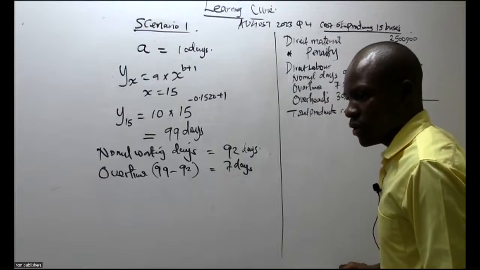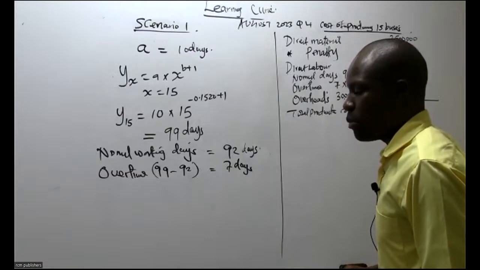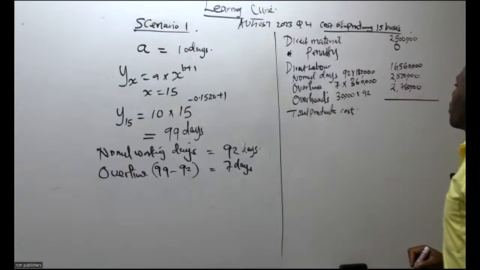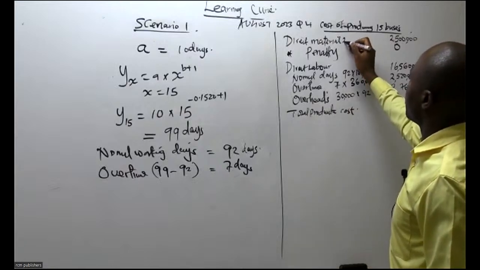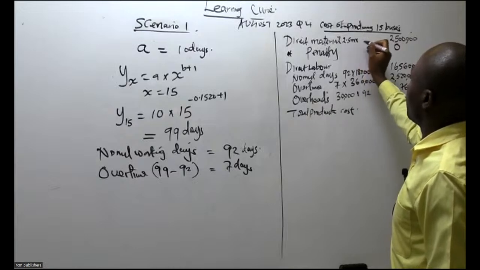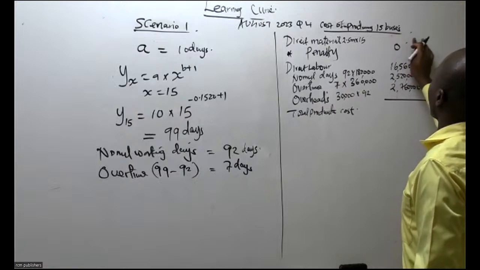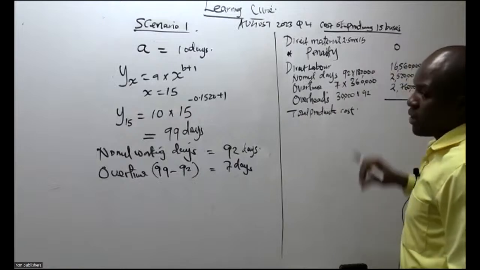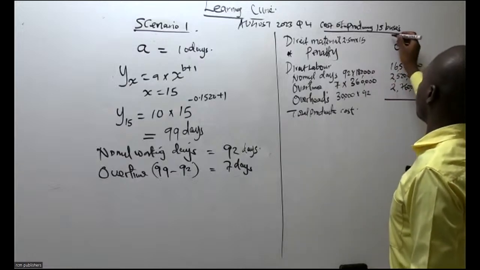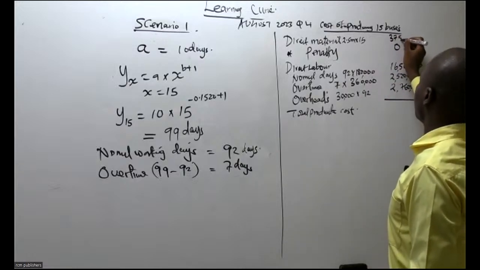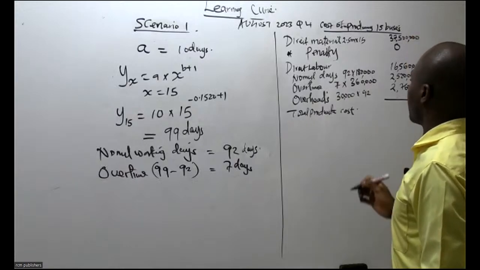Direct material of 2 million per bus. Oh, well. Thank you. It is 2.5 million for each bus and there are 15 buses. So what will we have here? Thank you for that. 37,500,000. So you have to be keen on that.